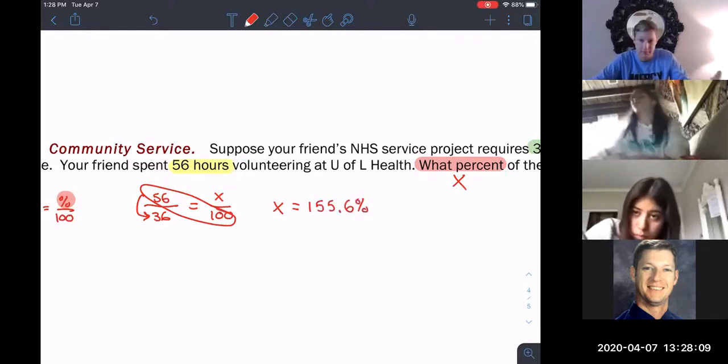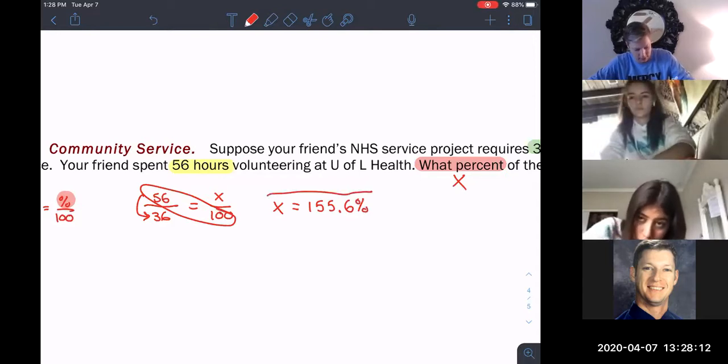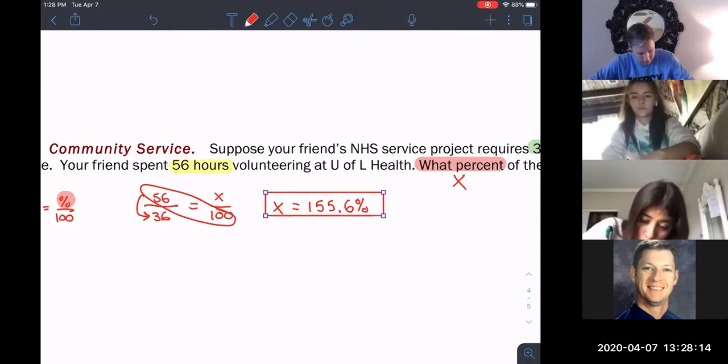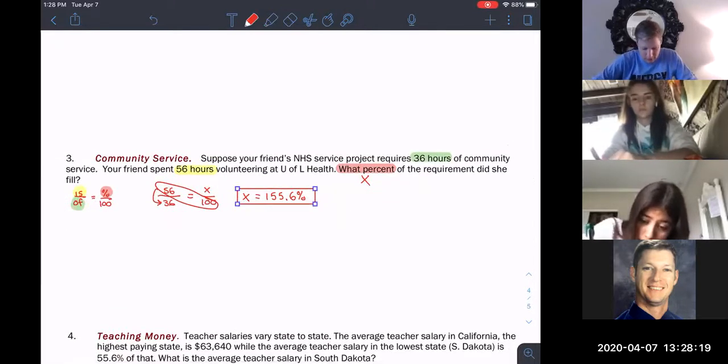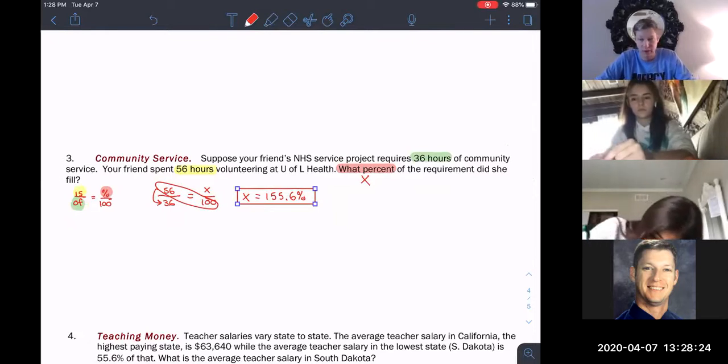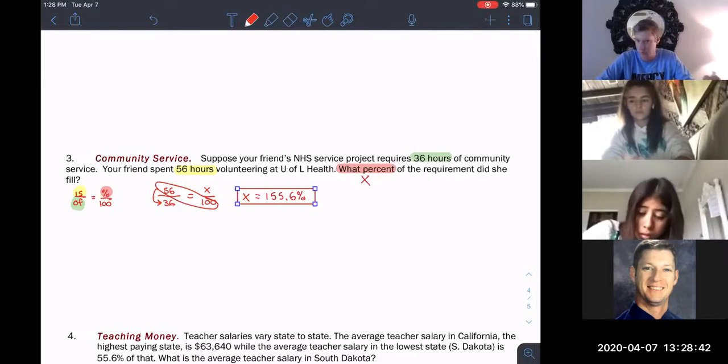155.6, and since we're looking for a percent, we need to have a percentage sign on our answer. Okay, and since it's a story problem, you should answer with a statement. All right, what percent of the requirement did she fill? She filled 155.6% of her requirement. And again, normally that wouldn't make sense, but she did more than she needed to do. If she did 36 hours, then she would have done 100% of her requirement. So if she goes above and beyond, then she's going to be above 100%.